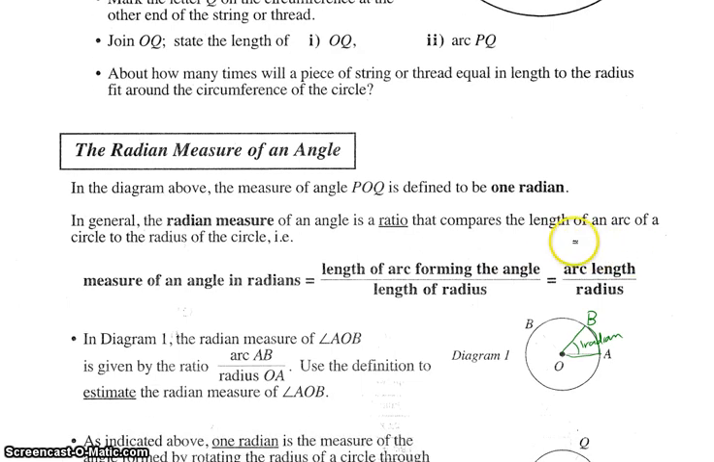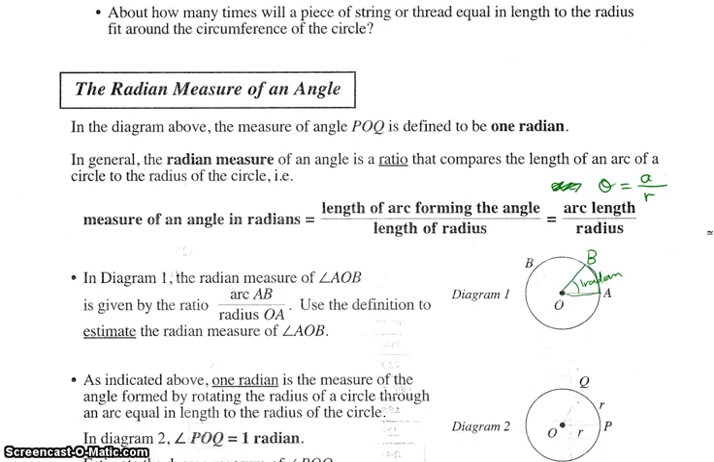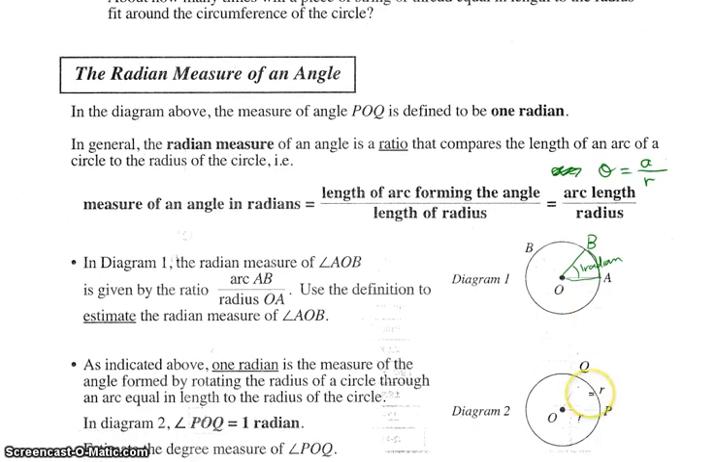This leads us to a formula that's given on your formula sheet: the angle theta in radians is equal to the arc length A over the radius R. And they drew that down here, I got ahead of myself there. So we're going to take a look at converting between degrees and radians on the next page.